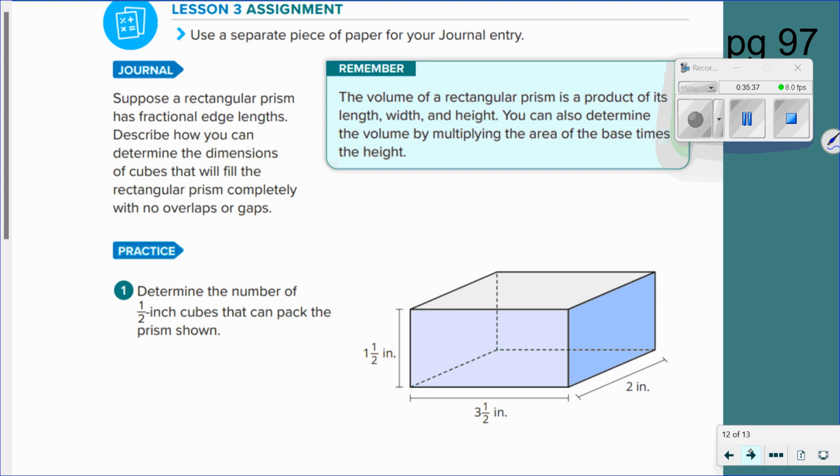Okay, suppose a rectangular prism has fractional edge lengths. Describe how you can determine the dimensions of the cubes that will fill it with no overlaps or gaps. I'll give you a hint. It starts with LCM. I need to take a look at the 3 numbers, figure out what unit is going to go into all 3 of them. Okay?